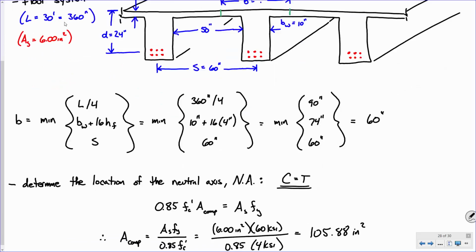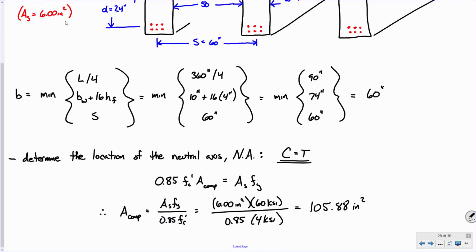Now, the first thing that you have to do when you're analyzing a rectangular T-beam, trying to figure out how much this beam can hold up before it's going to fail, is determine the depth of your neutral axis. So the first thing that I did is I said, well, 0.85 f'c times the area in compression has to equal the force in tension. C equals T. So the area in compression, in order to maintain equilibrium, has got to be about 106 square inches. Okay?